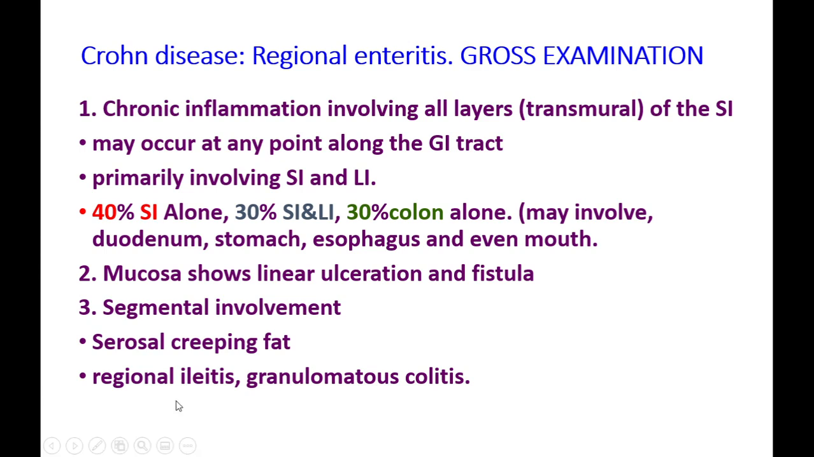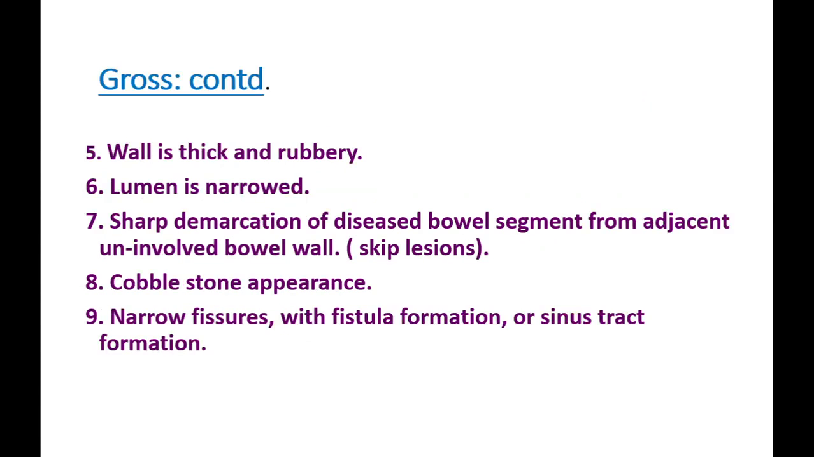Again, it is called regional ileitis because most commonly involving the terminal ileum, and also called granulomatous colitis due to the presence of non-caseating granuloma in 50% of the patients. Again, the wall is thickened because of transmural involvement, and it is rubbery. The lumen is narrowed, with string sign on X-ray. Sharp demarcation of the diseased bowel segment from the adjacent uninvolved bowel wall, that is the skip lesion.